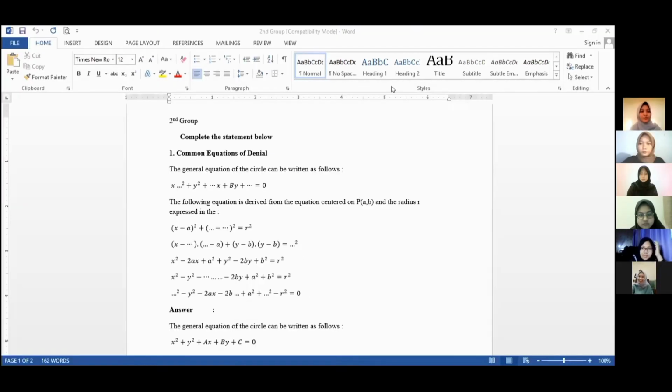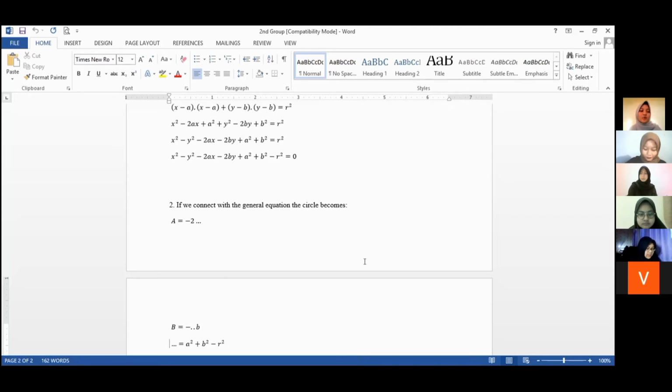We are from group 2. The general equation of the circle can be written as follows: x squared plus y squared plus ax plus by plus c equals 0. The following equation is derived from the circle with center P(a, b) and radius r, expressed as x squared plus y squared minus 2ax minus 2by plus a squared plus b squared minus r squared equals 0.